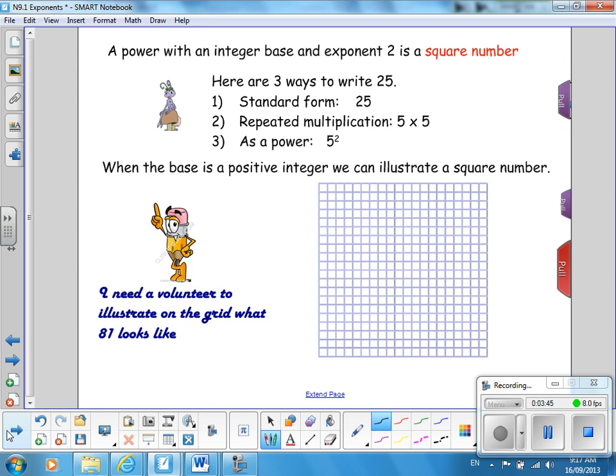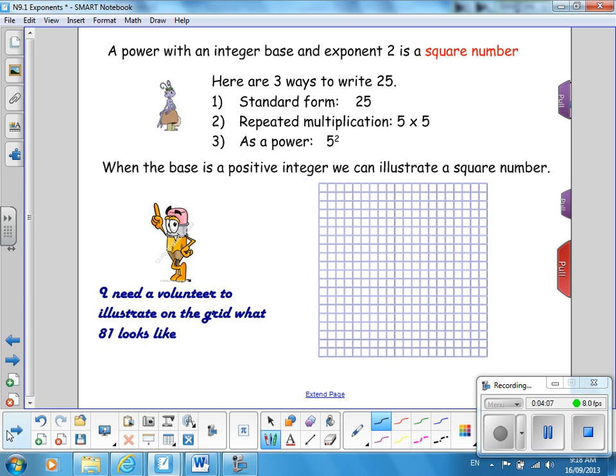So a power with an integer base and an exponent of 2 is called a square number. And that's because to find the area of a square, it's side squared, s to the exponent 2. So let's look at the number 25. We can write it different ways. We can write it in what's called standard form, which is just 25.